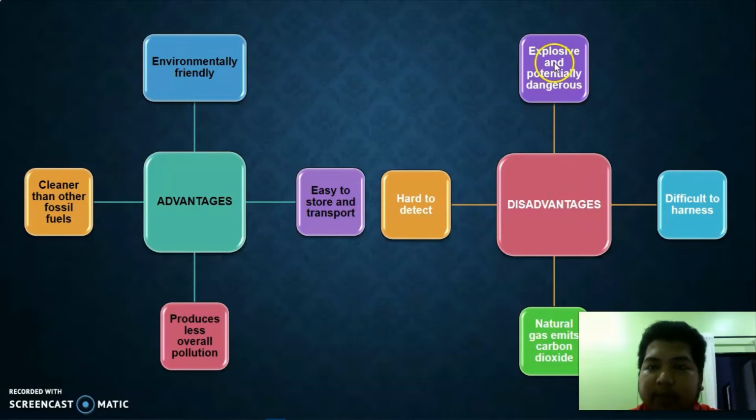Firstly, explosive and potentially dangerous. Okay, one of the biggest hazards of natural gas is that it is toxic and explosive, making a leak potentially fatal. Okay, secondly is hard to detect. Natural gas is normally odorless. However, most companies add a scent to it, usually sulfur, to make a leak easy to detect.